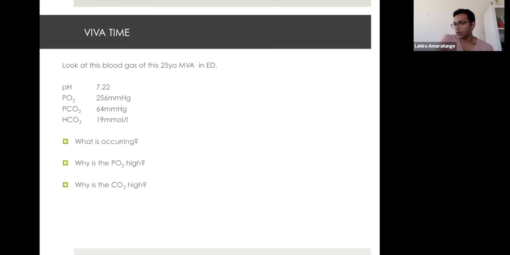And the next question I got asked then was, how about if I told you that the minute ventilation is 15 liters per minute with a respiratory rate of 30 and a tidal volume of 500 mils? So why is the CO2 still high?